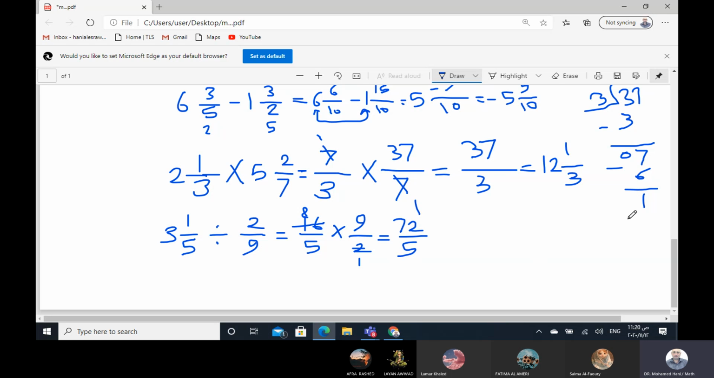This is simplified. Now change to a mixed number. Here we have 72 and here we have 5. 7 divided by 5 will be 1. 1 times 5, 5. 7 minus 5 will be 2. Then drop 2, 22. 22 divided by 5 will be 4. 4 times 5 will be 20. 22 minus 20 will be 2. So the answer will be 14 and the remainder here will be 2 over 5. Who has any question here?